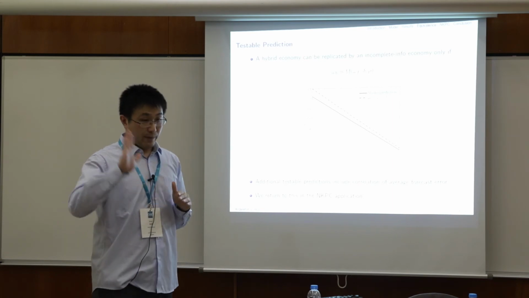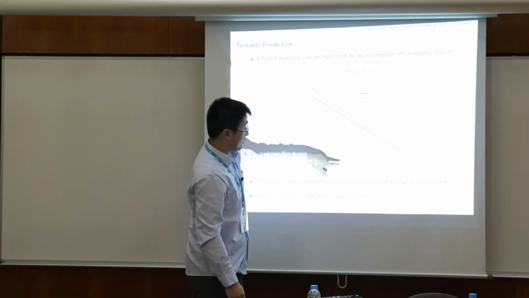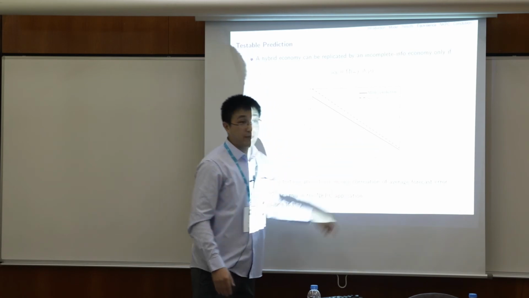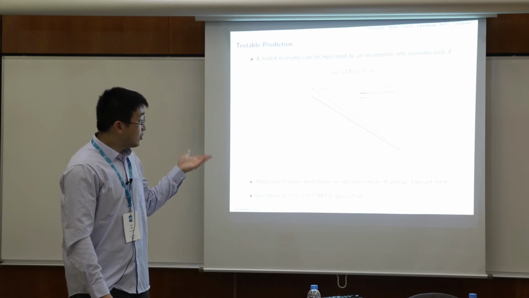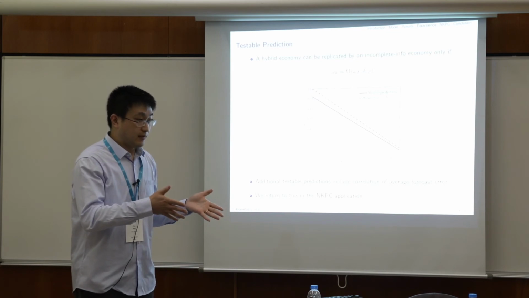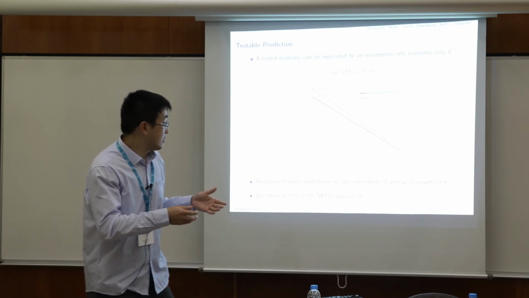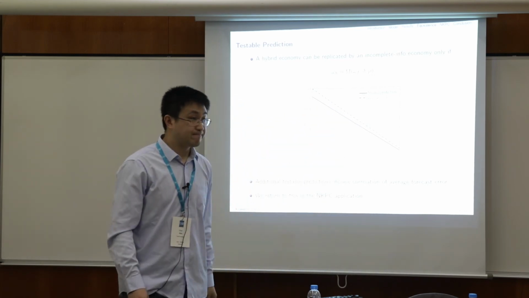So suppose I start with a hybrid economy. I want to see if I can find an incomplete information economy to rationalize that. Think about this as the space of omega B and omega F. Only one particular class of omega B, omega F pairs, those falling on this red line, can be rationalized by the incomplete information model. So this is a very simple testable implication of the model. If you look at models from the New Keynesian literature, you can see whether their omega B, omega F fall on this line or not. That's a simple test we can do.